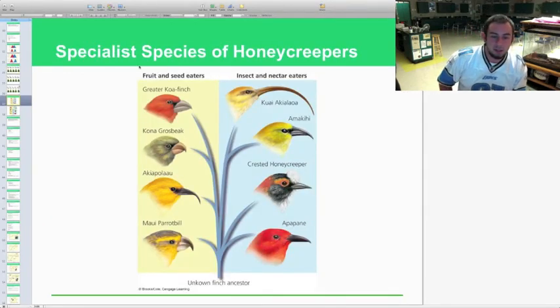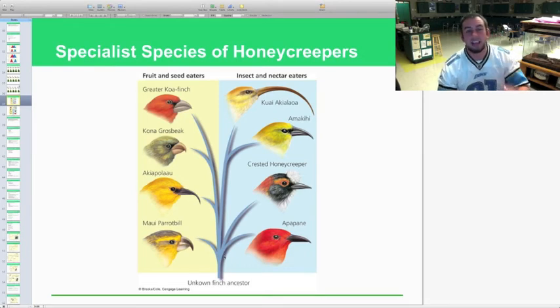These are honeycreepers. They obviously all had a common ancestor, and we don't know which one, but it's an unknown finch ancestor. And obviously they live in the same exact habitat, but they're feeding off of different things. So obviously the Maui parrotbill maybe eats nuts because of the shape of the beak, or the greater koa finch, maybe bigger fruit or seed eaters, which are the strong ones. This is definitely probably a fruit eater. These ones are looking at insects or definitely nectar. Obviously, it's probably trying to get into the center of the flower. Same thing with some of these longer shaped beaks.